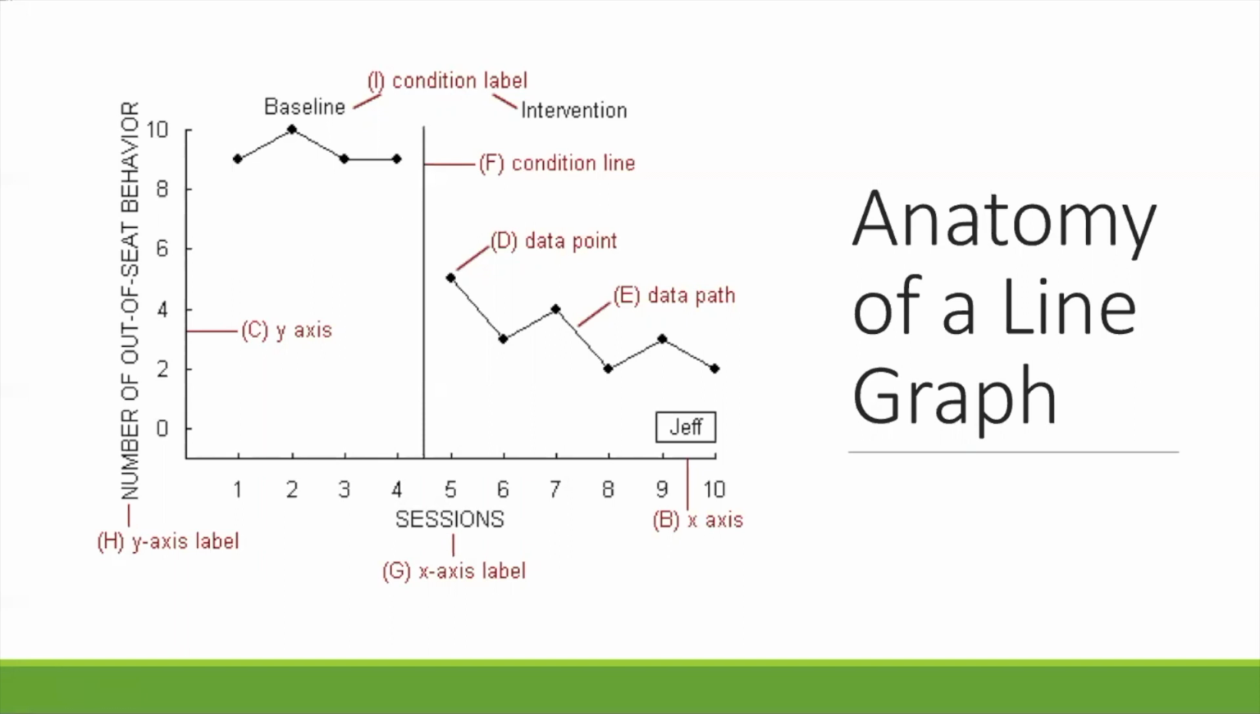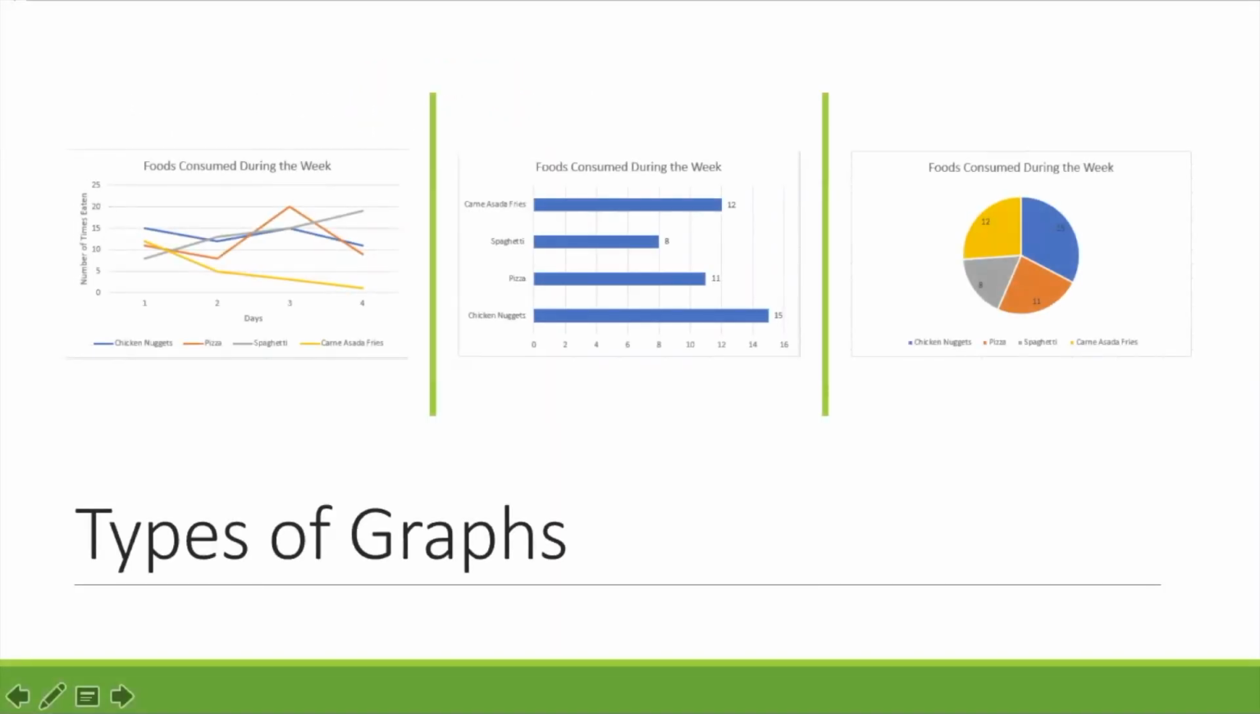do not touch. On this slide, you can see different types of graphs that you may encounter as a registered behavior technician. The first graph is a line graph. This is the most popular and widely used in applied behavior analysis. Here, they graphed how many times a client ate a particular food during the course of 4 days.